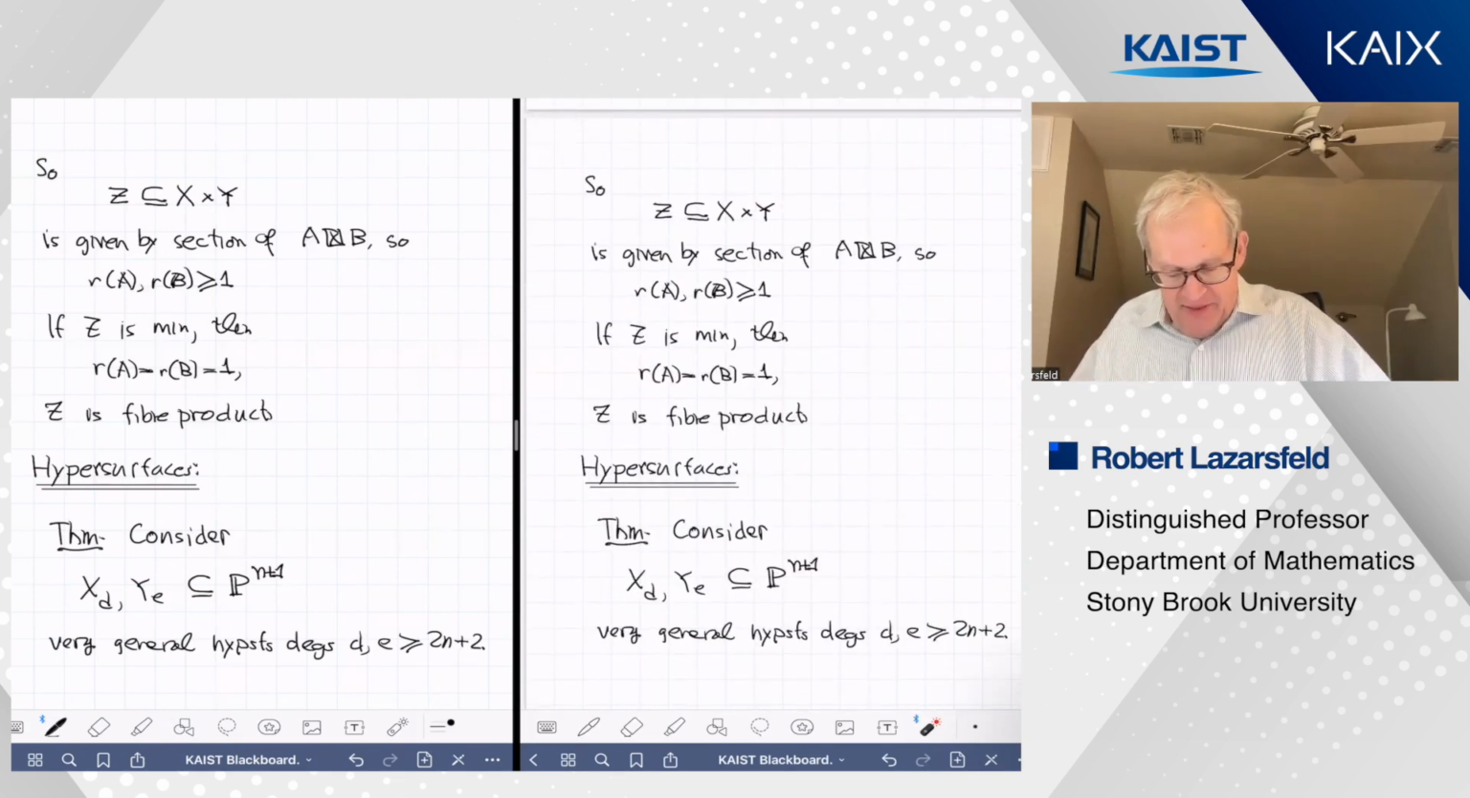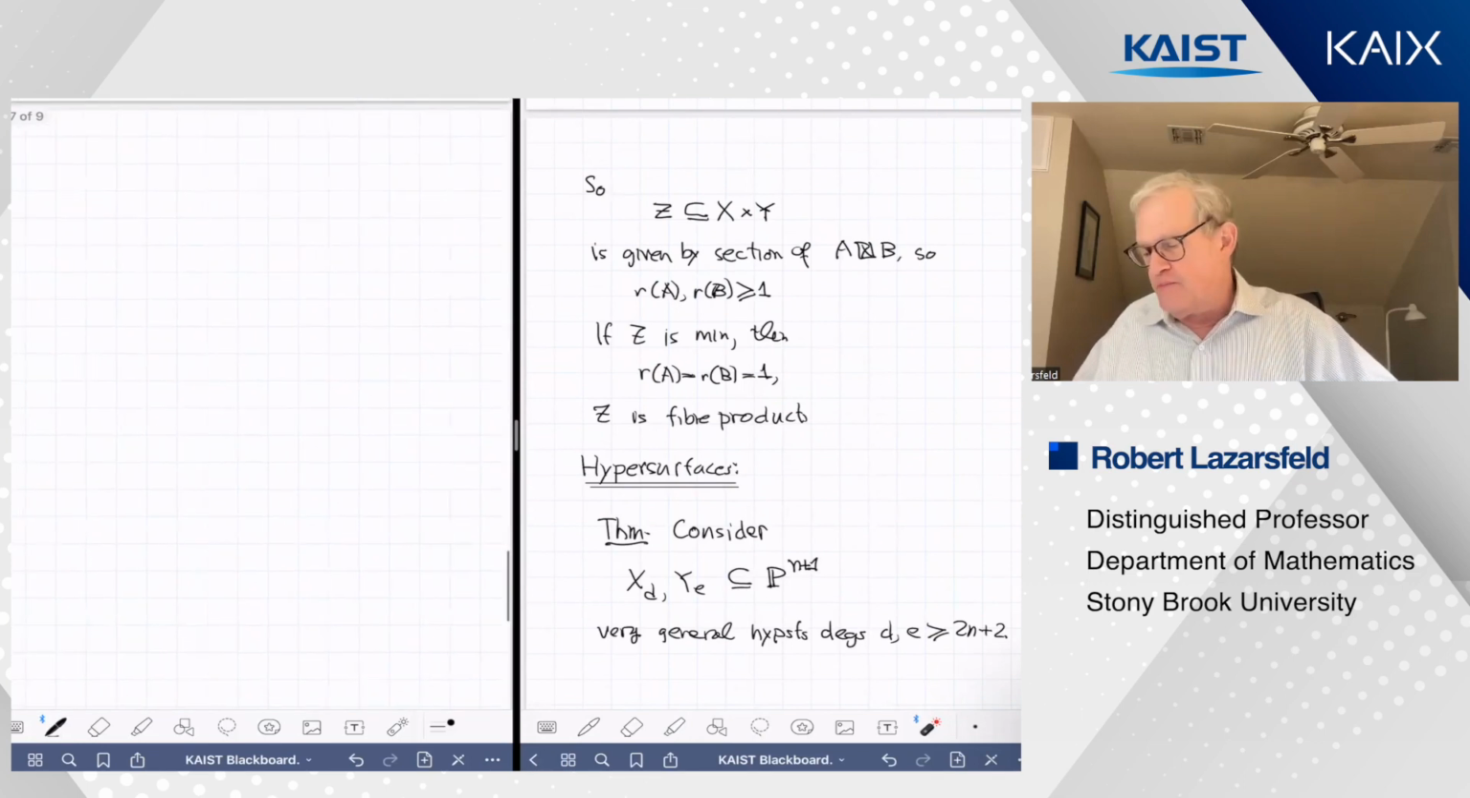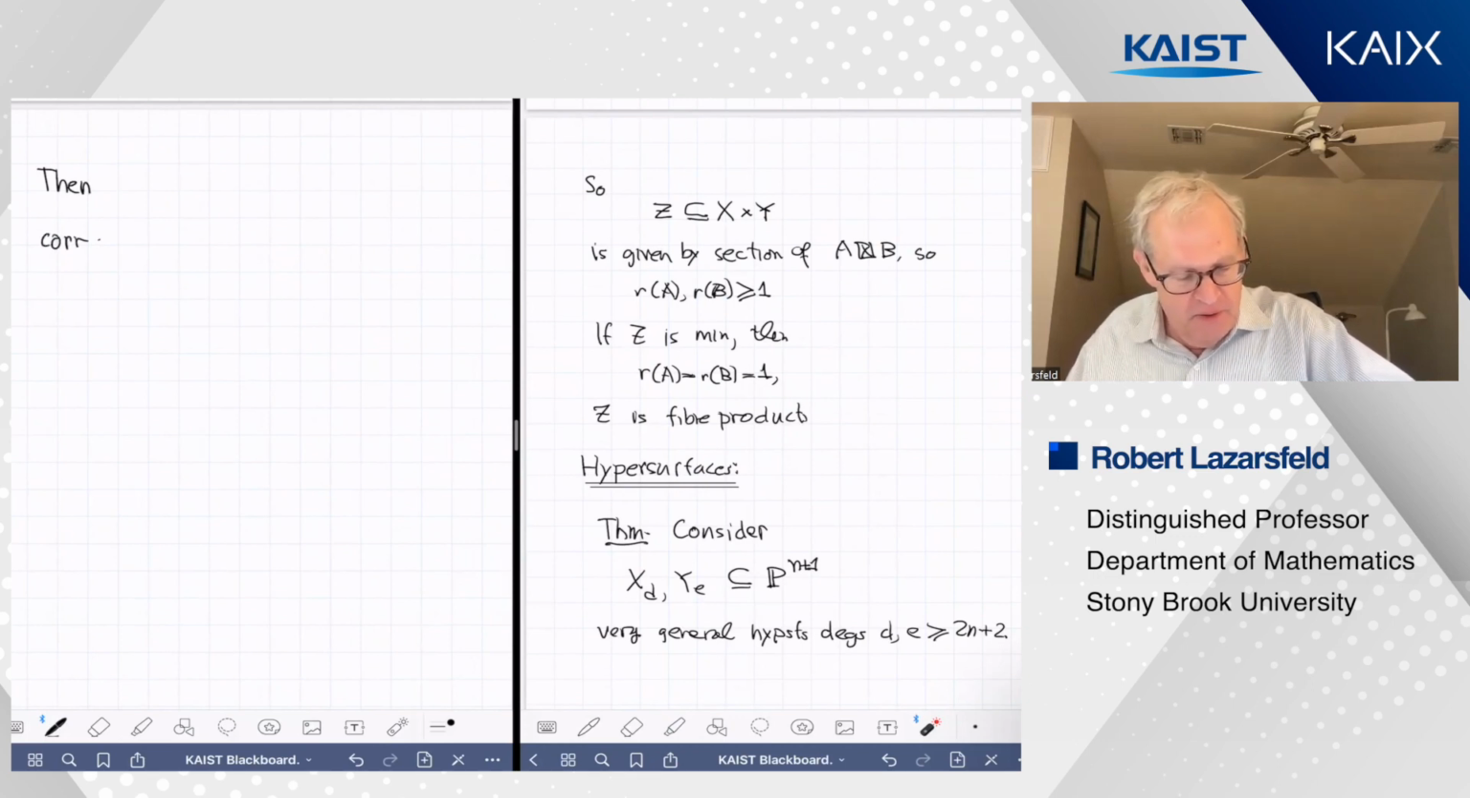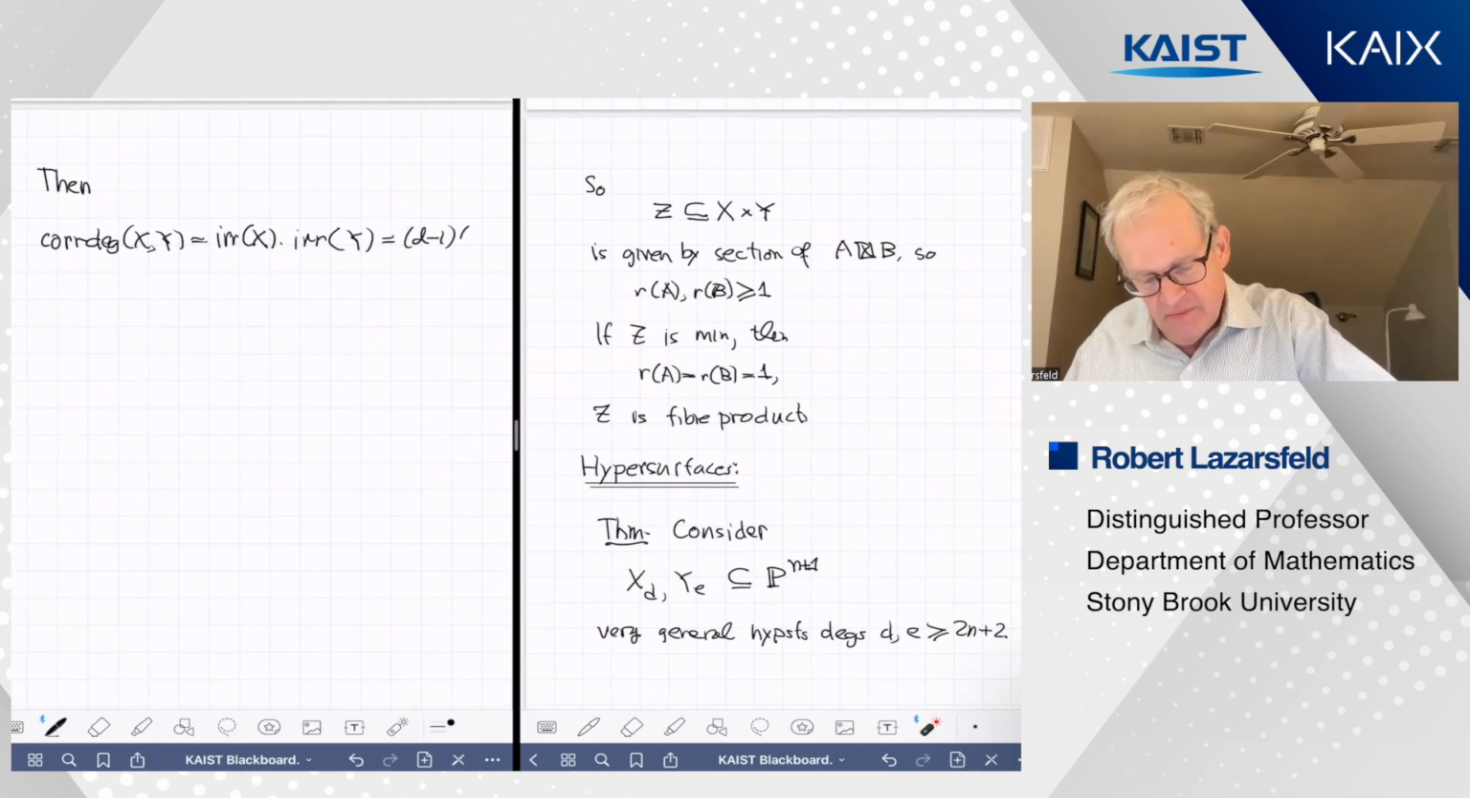Okay. And then the theorem is that the correspondence degree in this case is again the product of the degrees of irrationality. So the correspondence degree between X and Y is the product of the degrees of irrationality. And remember, that's D minus 1 times E minus 1. And again, minimal correspondences are given by fiber products of projections from a point.